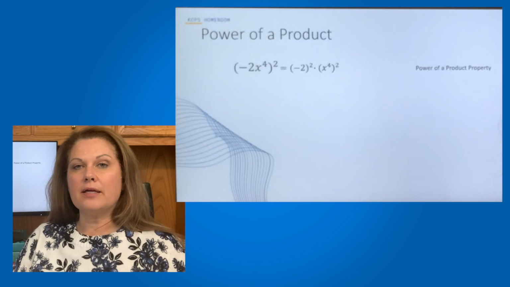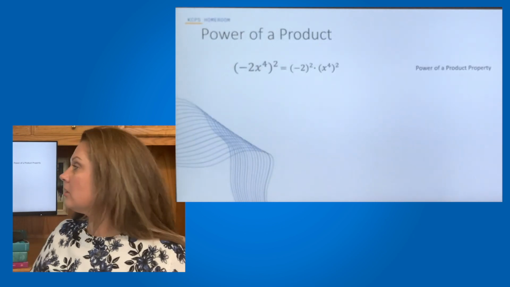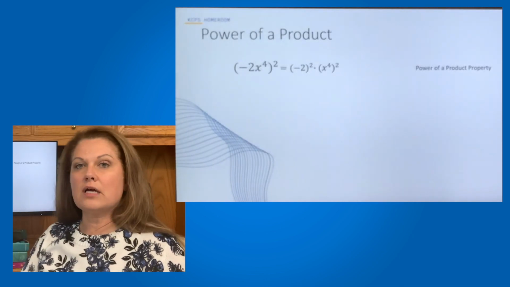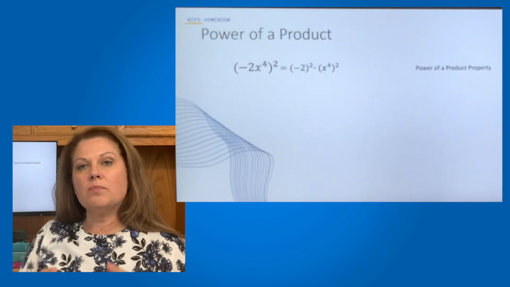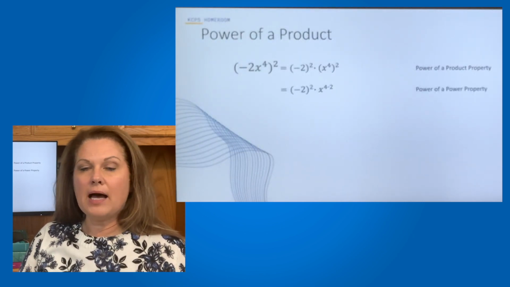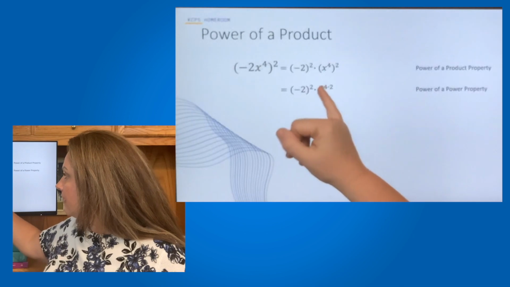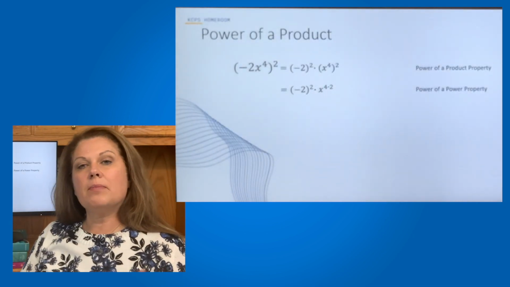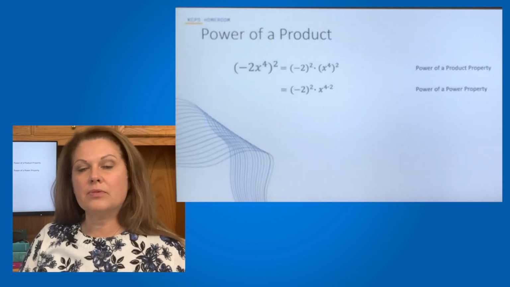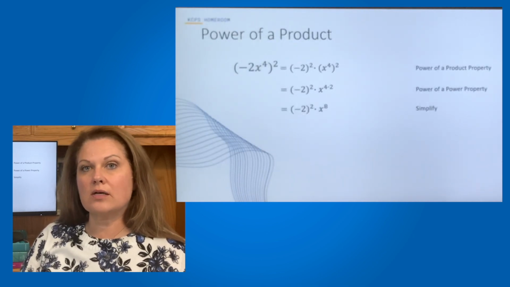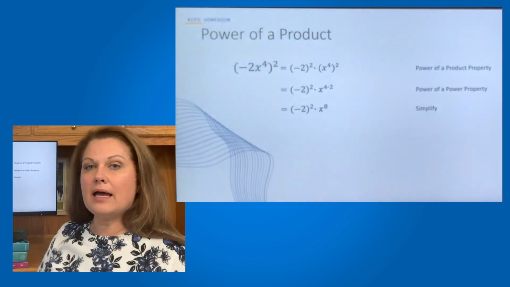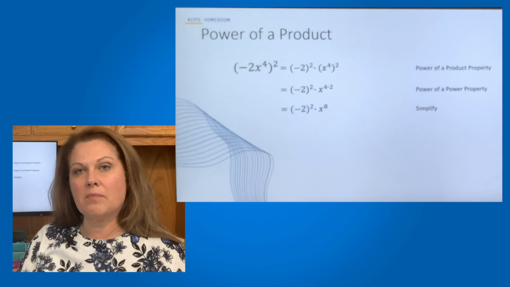So when I apply the power of a product property, I'm going to say negative 2 to the 2nd power times x to the 4th times the 2nd power. Each of my factors are now in parentheses. My power of a power property says I'm going to work with my variable power first. Because I have two exponents, I'm going to multiply those exponents together. So 4 times 2 is going to be 8. So my exponent on my x is going to be to the 8th power.